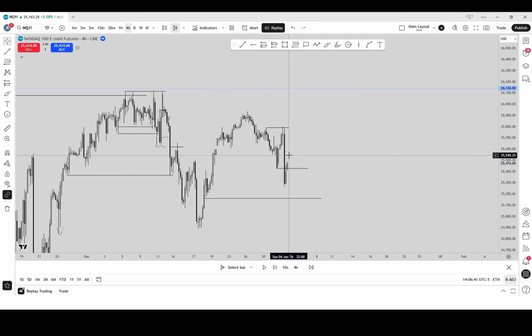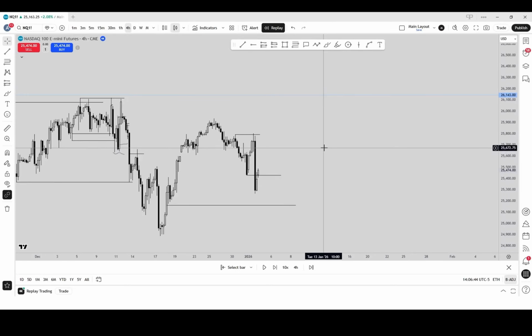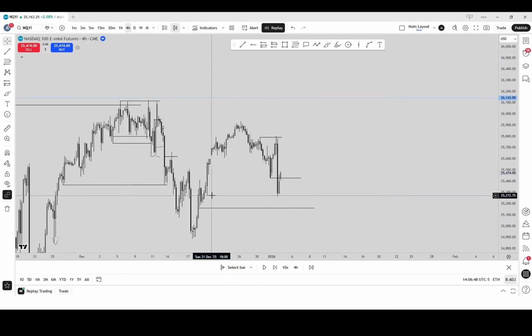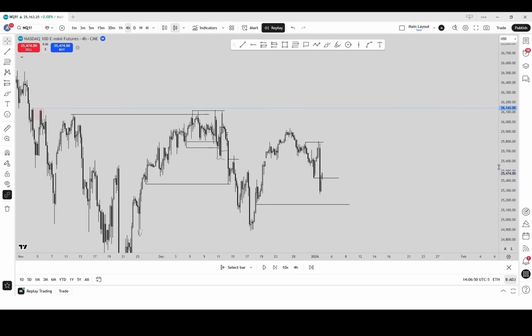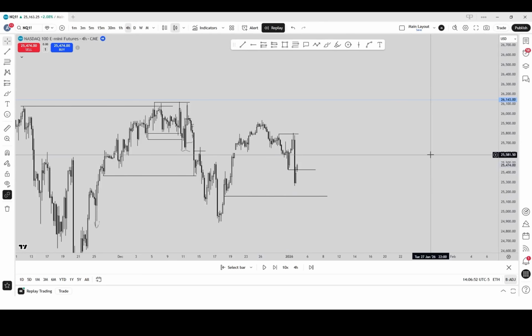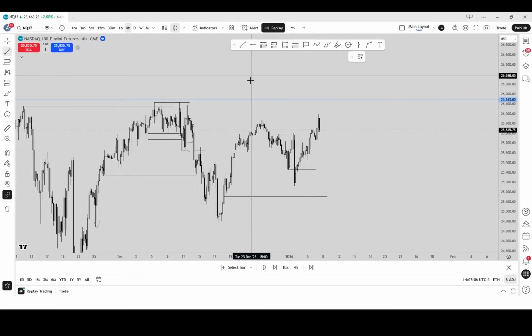Now, it does make sense for price to move back to the upside, but I like to wait for all the liquidity to be taken. Why? Because you'll see what happens. And this is why I said sometimes the market leaves liquidity for later. All right? So what happens? Boom. We induce higher. Okay? We induce higher right here.